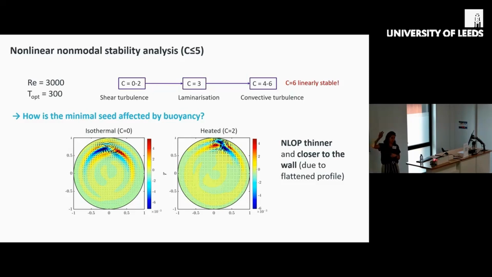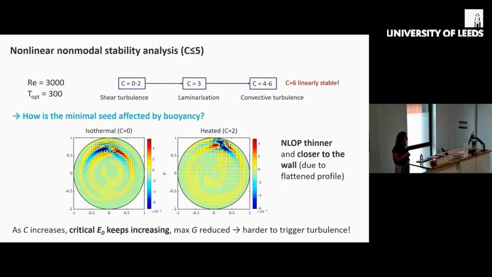And then for the case of C equal 5, we found another branch, which basically approaches the linearly unstable eigenfunction. So there are these two different branches. But what's also interesting is that as we increase the buoyancy parameter C, the initial energy needed to trigger turbulence also increases, and the growth that we obtain is much reduced. So this suggests that methods that are used to trigger shear turbulence in the isothermal case might not be so efficient in this case if you want to enhance the heat transfer.